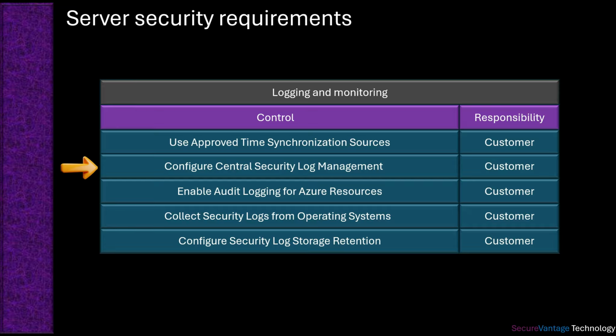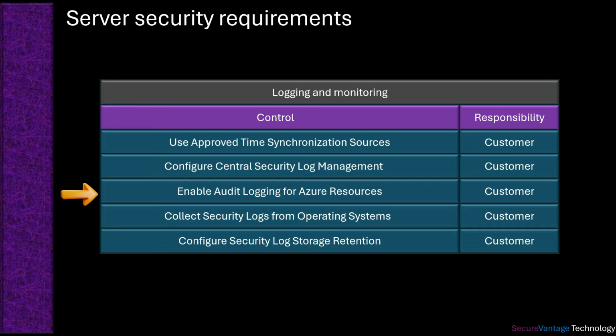Second control is configure central security log management. Imagine you have a security camera system watching over your server. All the footage it captures needs to be managed centrally to keep track of everything that happens. Microsoft Defender for Cloud provides security event log monitoring for your Windows VM, helping you manage these logs. However, due to the sheer volume of data generated, logs aren't stored by default. You will need to decide what's important to keep and configure accordingly.